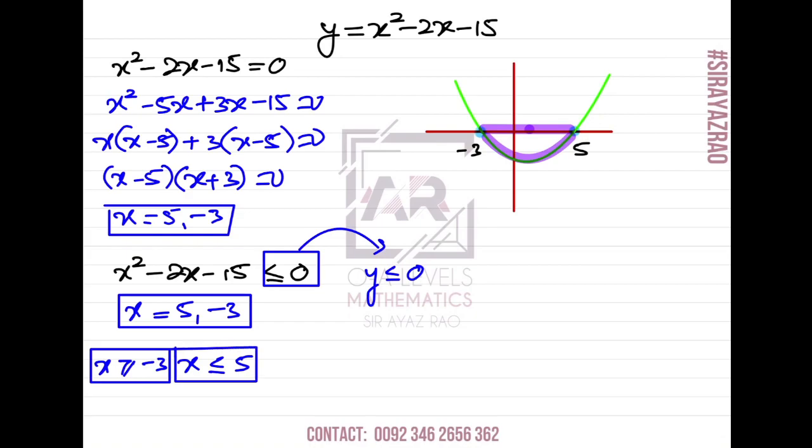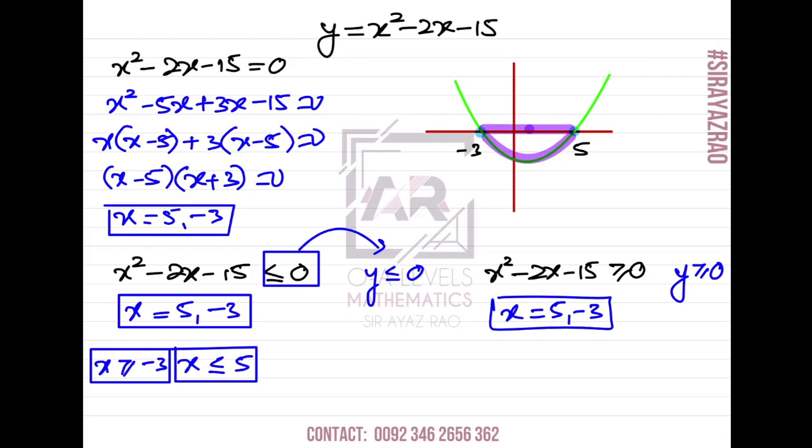But when they say x square minus 2x minus 15 is greater than or equal to 0, it means they're asking you for the x values when y is greater than or equal to 0. So you're going to repeat the same step. Everything is going to be the same. The value of x is going to be 5 and minus 3. We are going to find the point of interest, the x-intercept, where y is equal to 0.